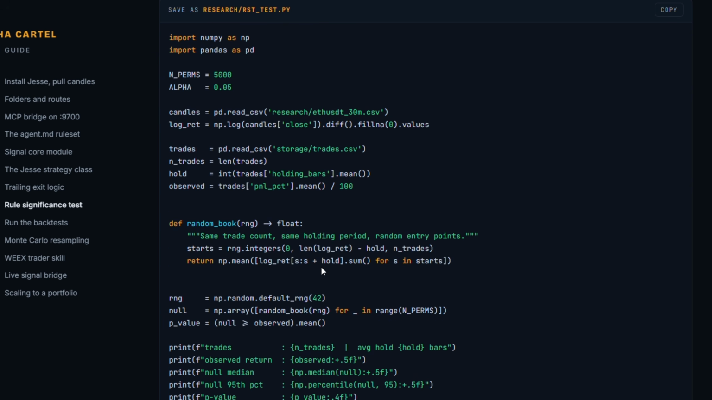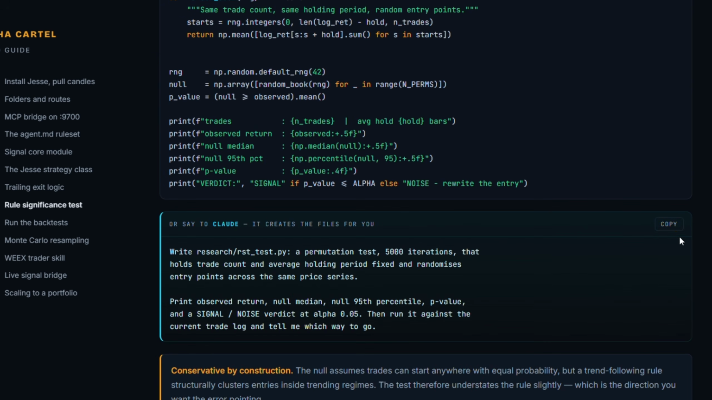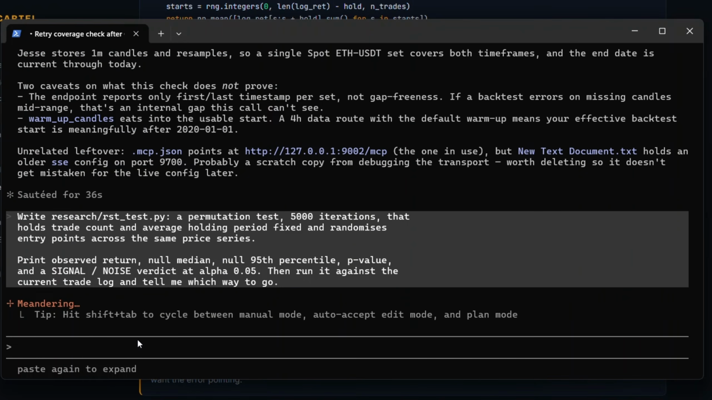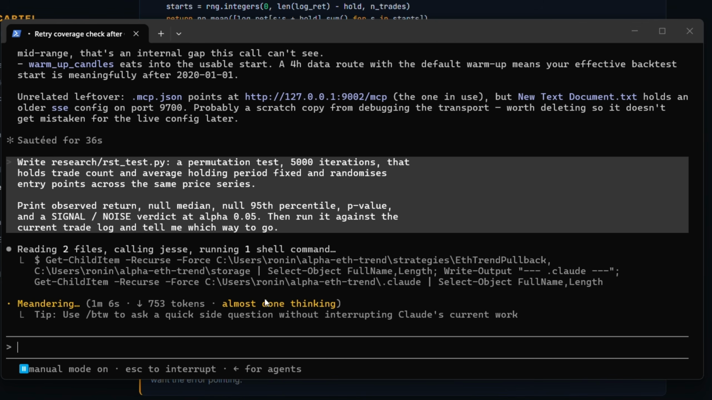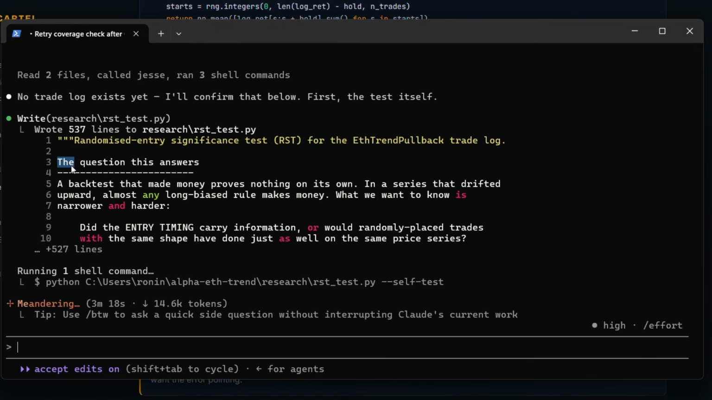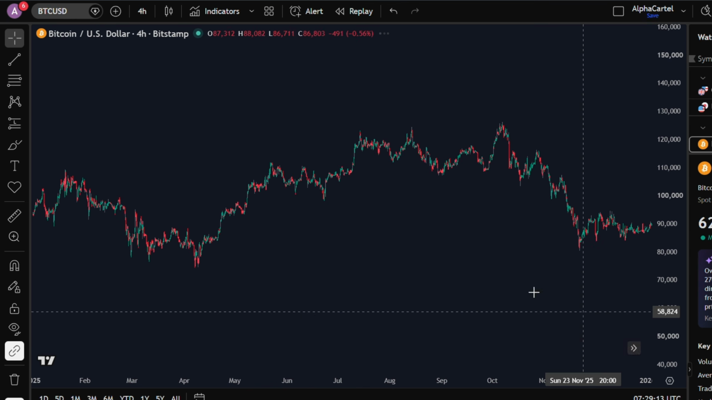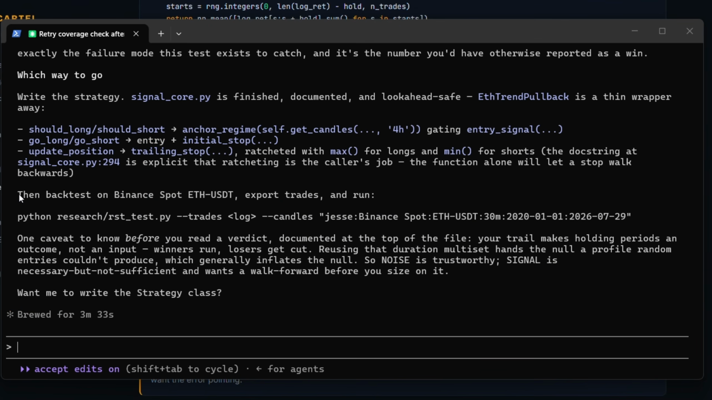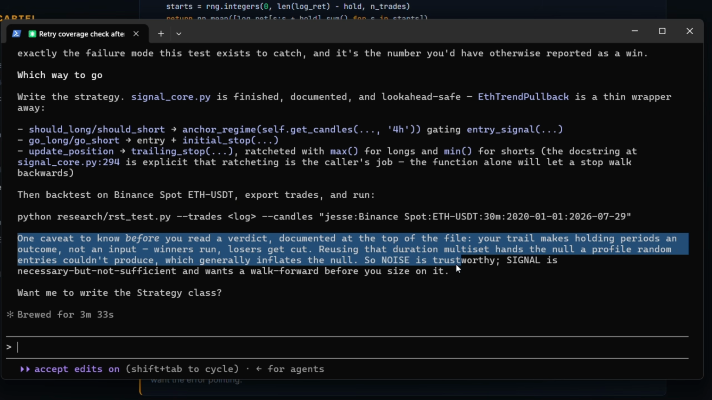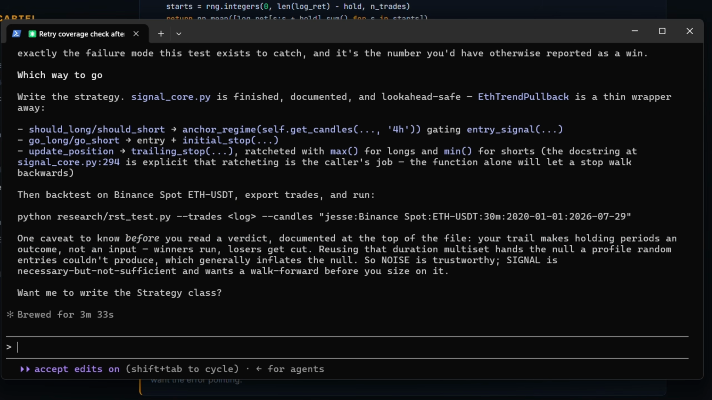The output is a p-value, the fraction of random runs that matched or beat you. 0.30 means a third of coin flip strategies did as well. That rule is dead, and no amount of stop tuning revives it. One caveat, the null assumes trades can start anywhere with equal probability, and a trend follower clusters entries inside trending regimes, so the test runs conservative. That's the direction you want the error pointing.